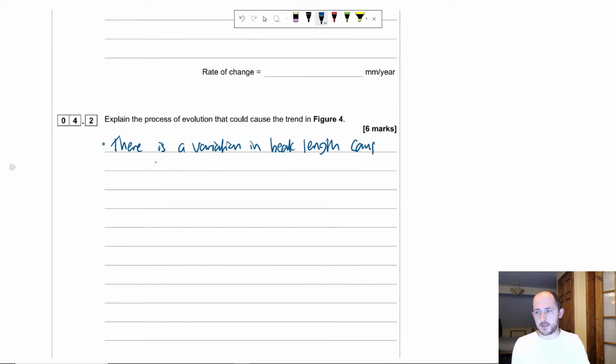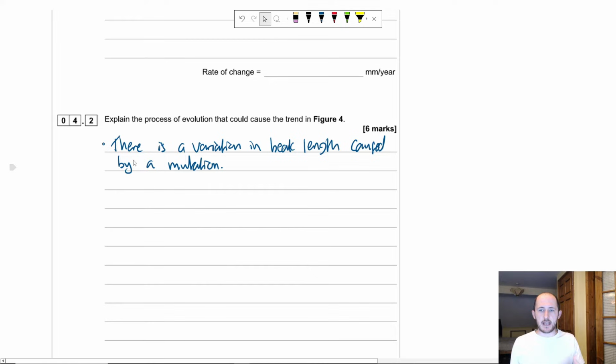Caused by a mutation. Okay? This is so incredibly vital that you write this, okay? Because again, the variation is not caused by the change in environment. It's caused by random genetic mutation.